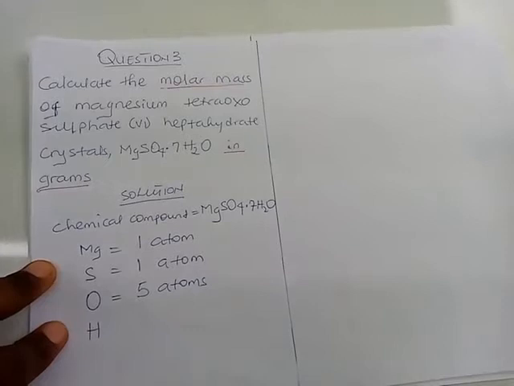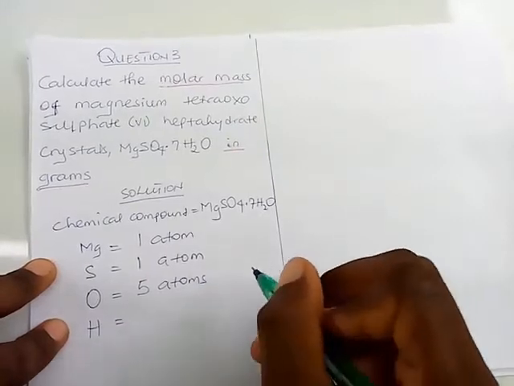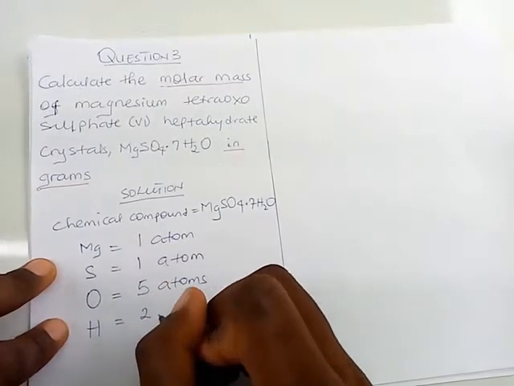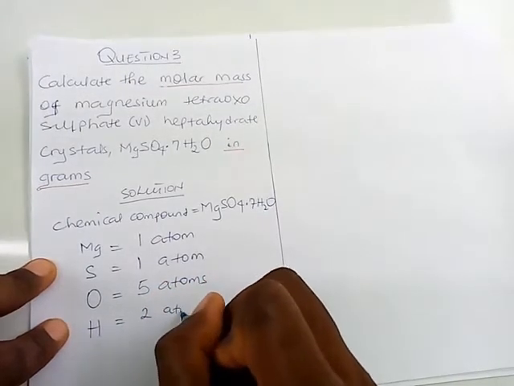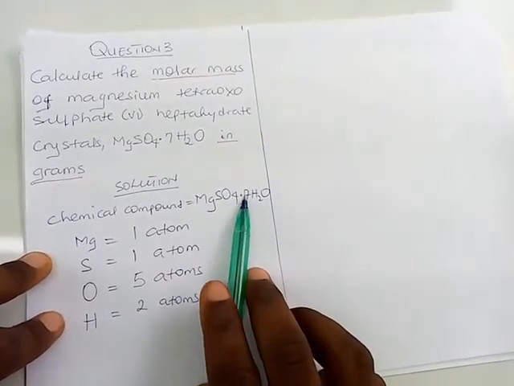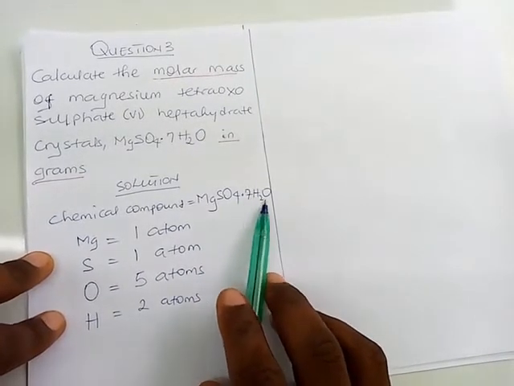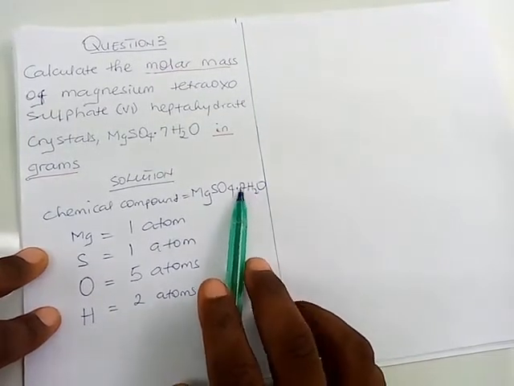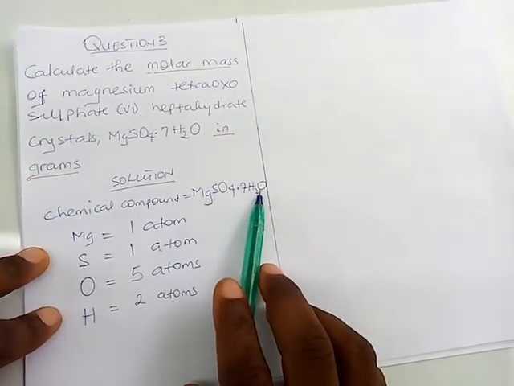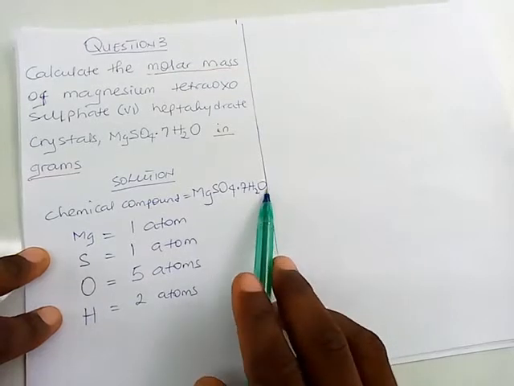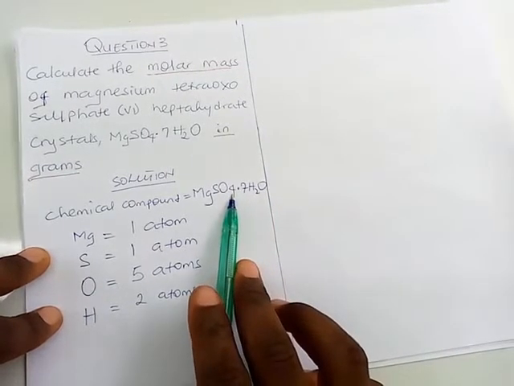How many atoms of hydrogen? We have 2 atoms. But if you take note, you discover that this is 7. So that means we actually have 14. That's 7 moles of water now. That means we actually have 14 atoms of hydrogen here, and then we'll have 7 atoms of oxygen here plus 4 atoms of oxygen here.